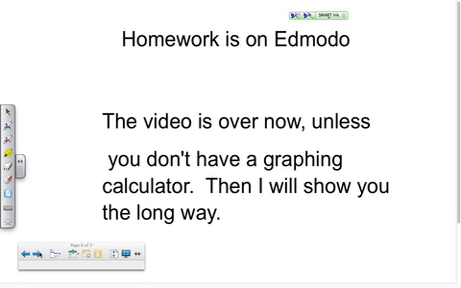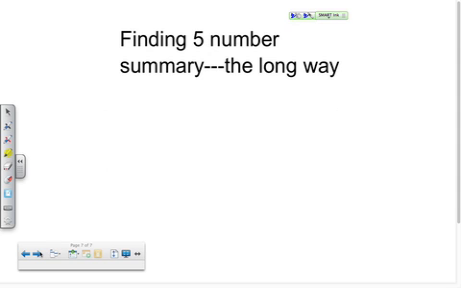Unless you do not have a graphing calculator and you don't have an easy way to find Q1, Q3, and the median, I'm going to show you the long way. It really isn't that much longer, but the graphing calculators help. So if you have a graphing calculator, you're done. If not, keep watching. So finding the 5 number summary the long way.